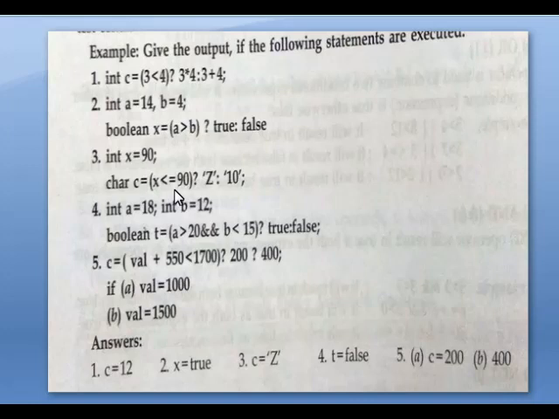So X's value is 90. 19 is equal to 90. So Z, that is the value. Okay, like this you have to calculate all of these. This is the example of the ternary operator.